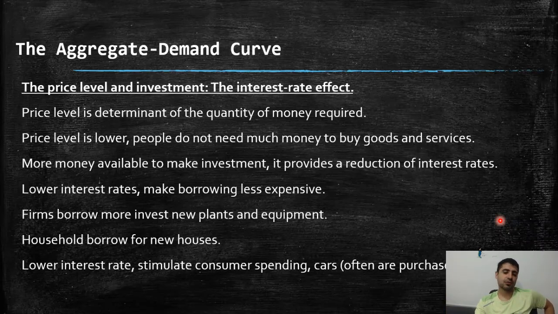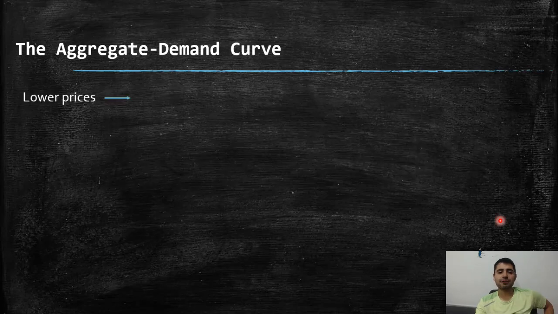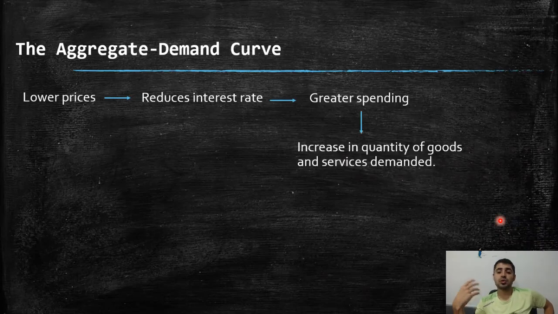spending. For example, cars. When you buy a car, sometimes or most of the time you don't have all the money in cash. So maybe you have one part, and another part you take on credit. In this situation you are more tempted because of the lower interest rate. When we have lower prices, there is a reduction in the interest rate. It provides greater spending and then increases the quantity of goods and services demanded.